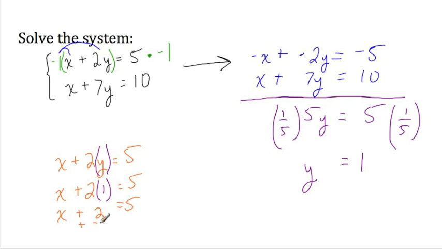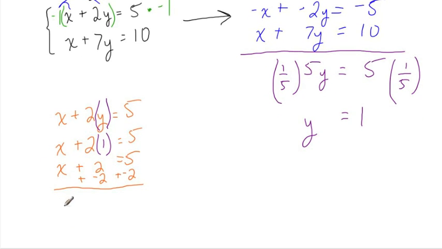And now we're going to get rid of all terms without my variable in it by adding the opposite. And this will give me x equals 3. So I've now found my ordered pair. I found the x value and the y value, so I can put them together into my solution, which will be the ordered pair x equals 3, y equals 1. So it'll be the ordered pair (3, 1).